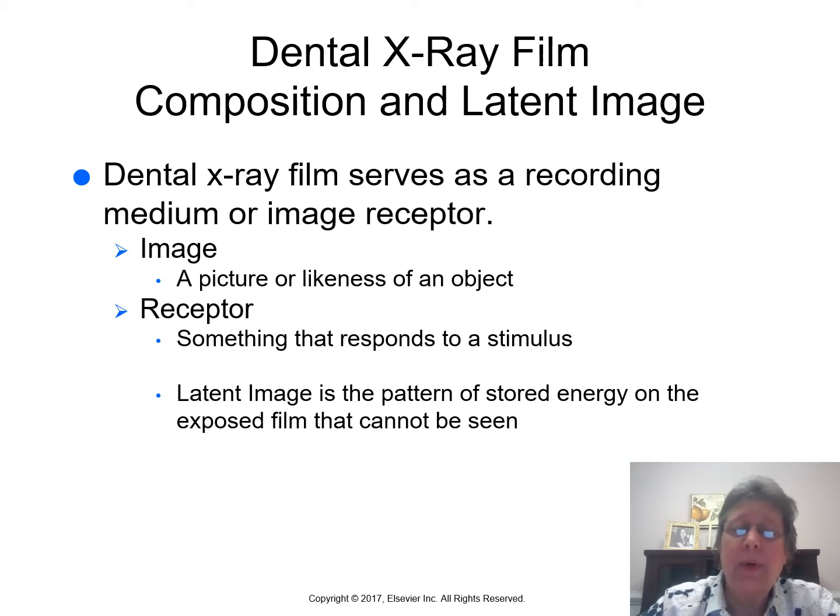And the receptor is just something that responds to a stimulus. So our film is our receptor. It has special emulsions that capture an image, and the image is stored on the film. We call it a latent image because when the film is exposed, we don't automatically see an image. We see it later after we've processed the film. So the latent image is just a pattern of stored energy on a film that has been exposed to radiation.